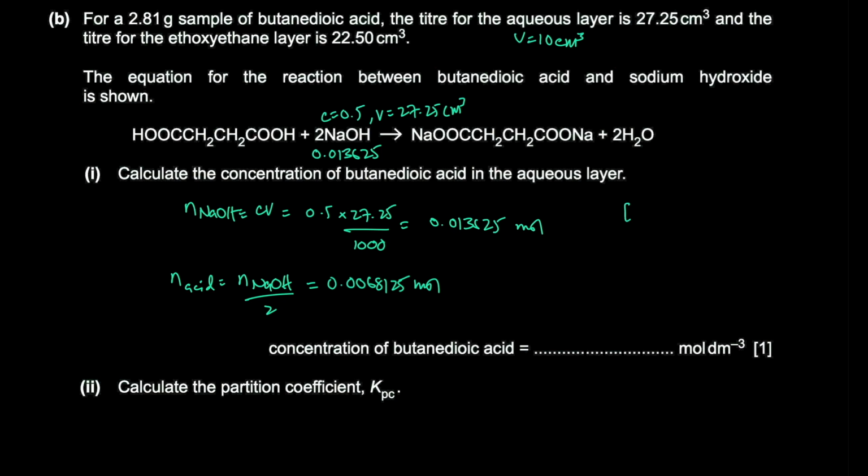And now we want to find the concentration of the acid in the aqueous layer, and that is equal to the number of moles divided by volume. The number of moles is 0.0068125 and the volume is 10 cm cube. The volume of the aqueous layer is 10 cm cube, which is 10 divided by 1000, which is 0.01 decimeter cube. We have to convert from cm cube to dm cube. And that gives us the concentration as 0.68125 moles per decimeter cube.